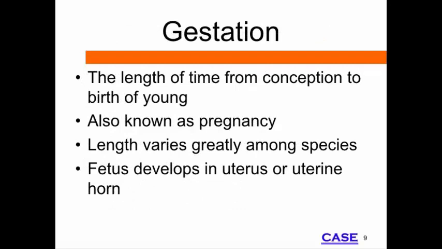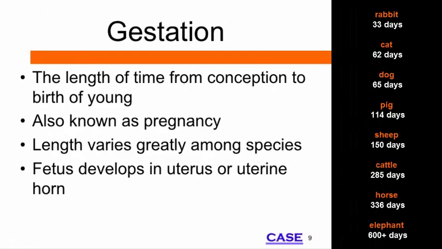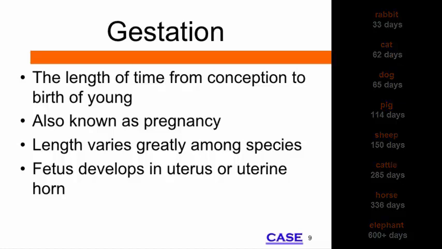Gestation is the duration of pregnancy. The length varies greatly among species, particularly between litter-bearing animals and animals that give birth to a single live offspring. The average gestation period of the rabbit is 33 days, cats 62, dogs 65, pigs 114, sheep 150, cattle 285, and horses 336 days. The elephant's gestation period is over 600 days, or nearly 2 years.